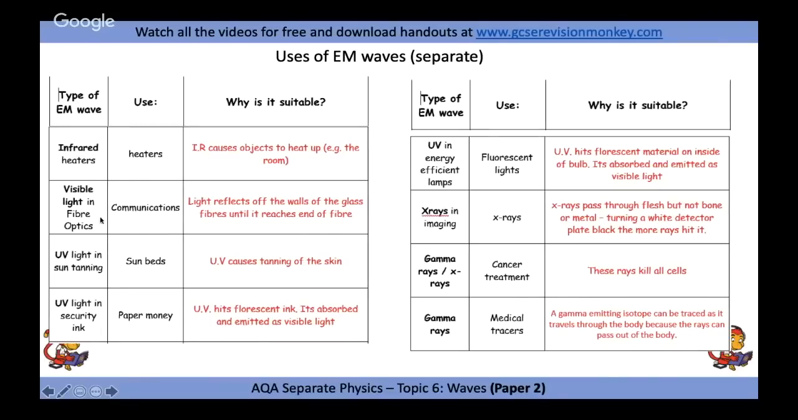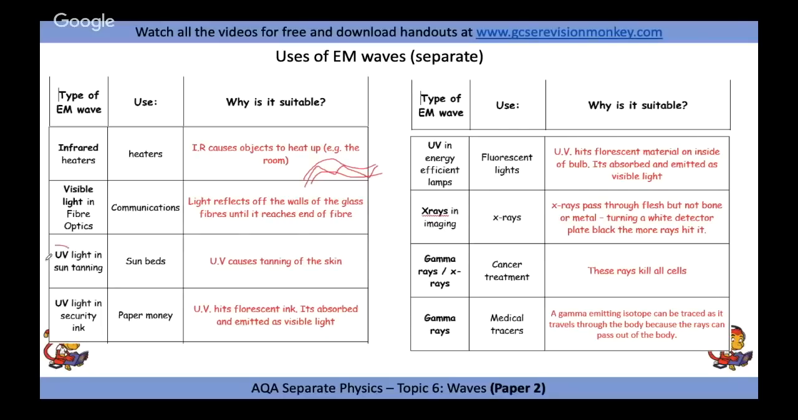We can use visible light in fibre optics, so fibre optic broadband is getting more popular. Light reflects off the walls of the glass fibres until it reaches the end. So you could have a little thin piece of glass and our light will just bounce around on the inside there, and reflect around on the inside there.